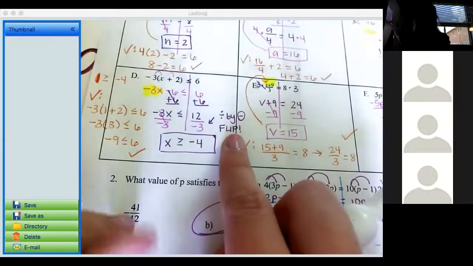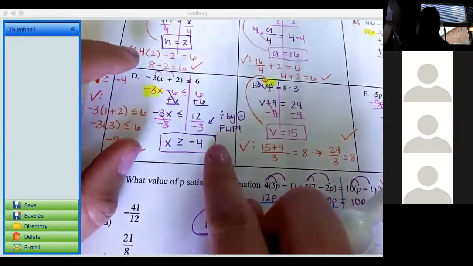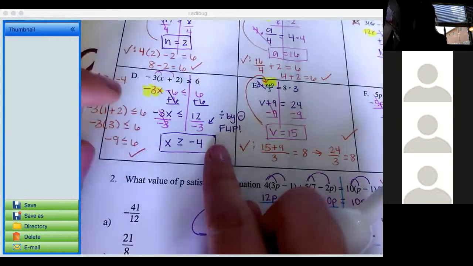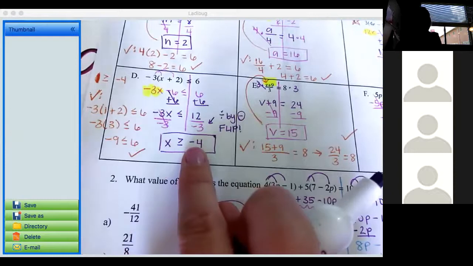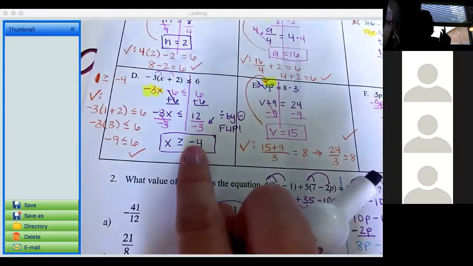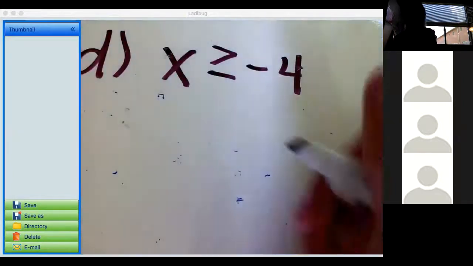I will take a picture of mine and put it on Canvas for you if you want, okay? Does anybody want that? Yes. Okay, I'll put mine on Canvas. So divide by negative, you have to flip your sign. Well, if you didn't flip your sign and you checked using this way I'm showing you now, you would have caught that it was wrong. So let's write down what we got.